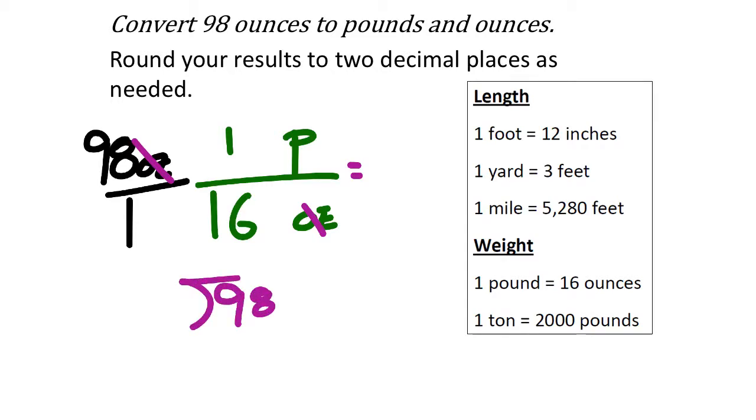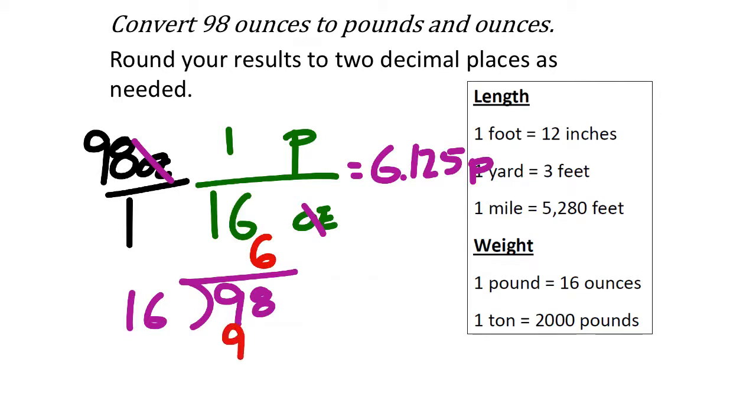98 divided by 16. Well, let's see. Again, I'm not familiar with my 16 multiplication table, so we'll do 98 divided by 16. So 6.125. Now again, I'm only doing this because it tells me how many times 16 goes into 98 exactly. So that's 6 right there, right? So now I do 6 times 16, which is 96. So when I subtract, I get a remainder of 2.